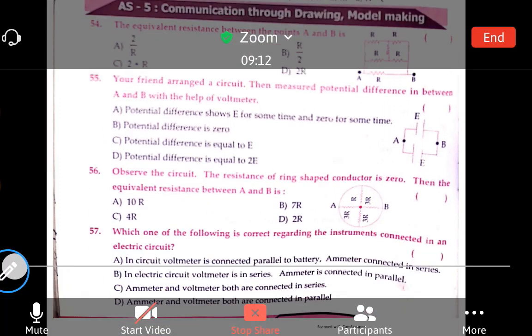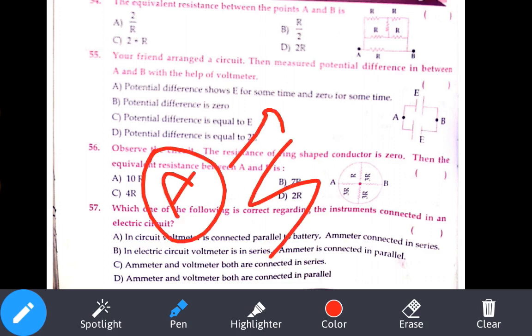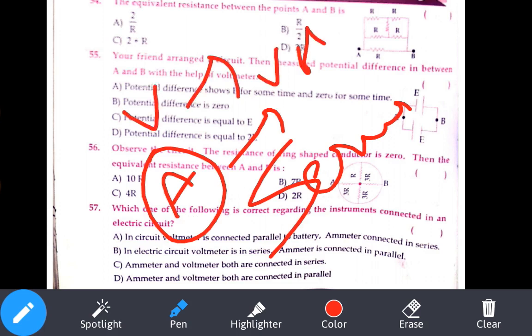Let's see the next question. Which of the following is correct regarding the instrument connected in the electrical circuit? So they have given both about this ammeter and the voltmeter. So we already know that ammeter should be connected in what? Ammeter should be connected in series and the voltmeter should always be connected in parallel. Right, understood?